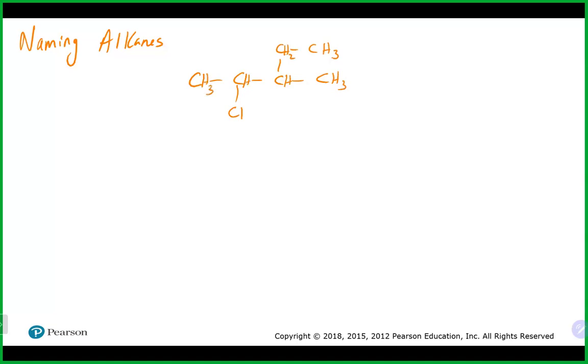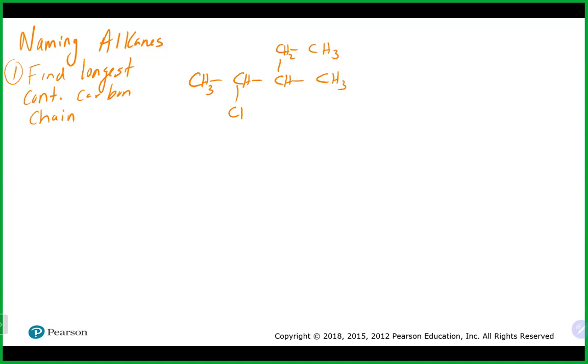Why not? Let's do something like this. So let's say we want to name this, and there's a few things that we need to look at when we go to name it. Pretty much the first thing that we always want to do is find the longest continuous carbon chain. Now, the longest continuous carbon chain does not necessarily have to be the straightest. It could go straight, it could go up, it could go over. It could start at the bottom, go up and over. The only thing that you cannot do is you cannot backtrack.